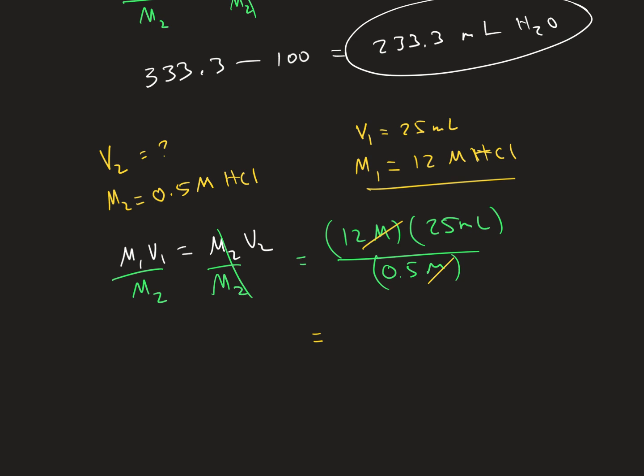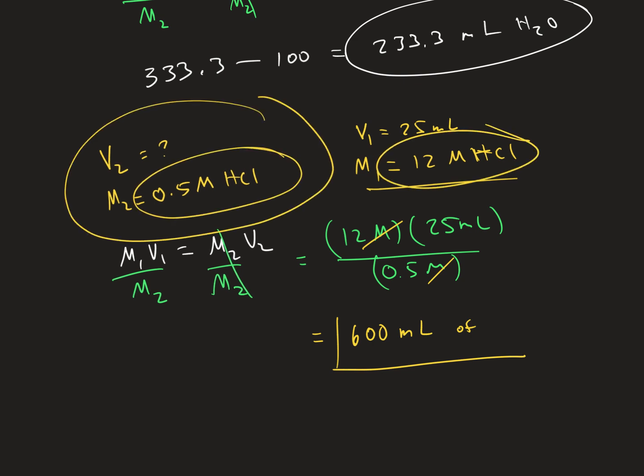And so we get something. What do we get? 600 milliliters. Of what? Of this HCl, because that's our second solution, a 0.5 molar concentration of HCl. Good? How are we feeling about using the dilution equation?